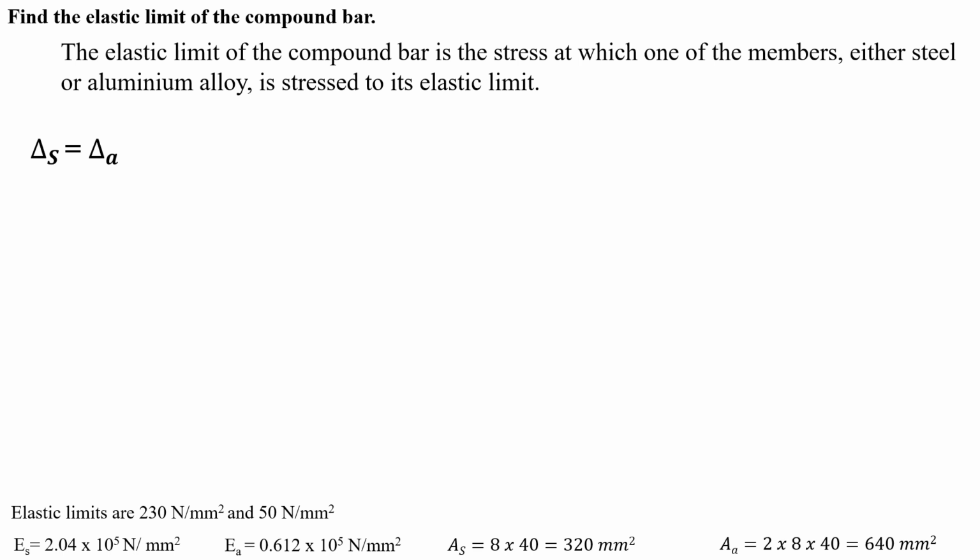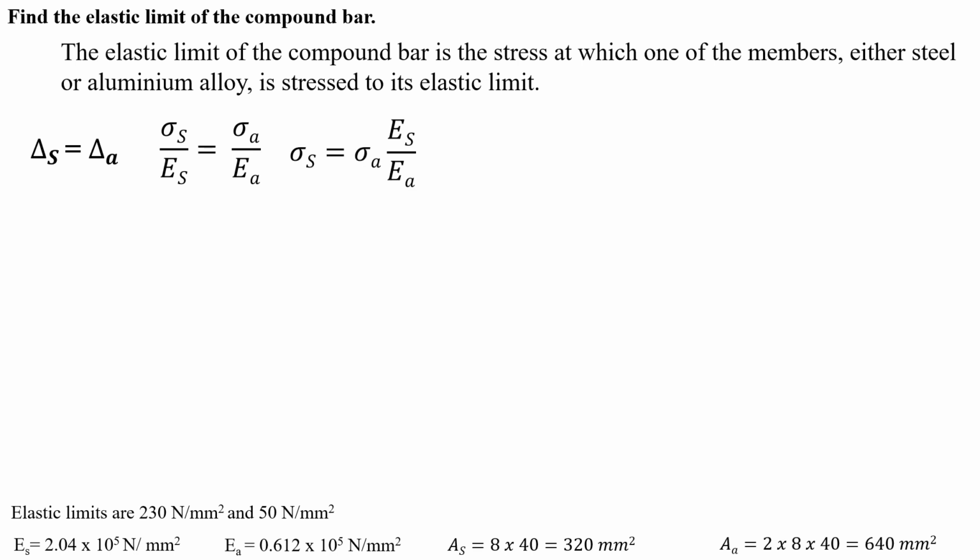In general, while solving a compound bar, we use two conditions, that is the condition of compatibility and the equilibrium condition. So the deformation in the steel equals the deformation of the aluminum alloy, that is delta S equals delta A. Previously we saw delta S can be written as sigma S L by ES. L is common for both materials, so it cancels. Then sigma S by ES equals sigma A by EA.